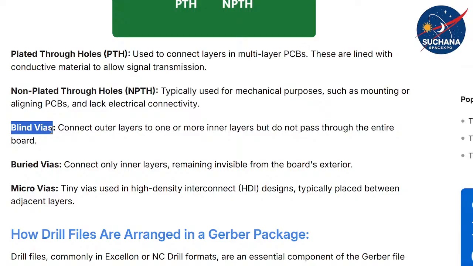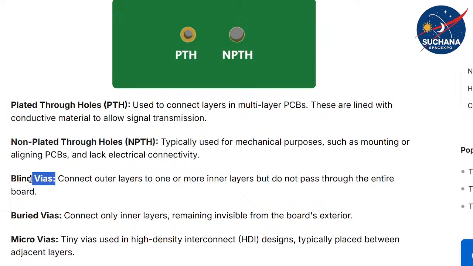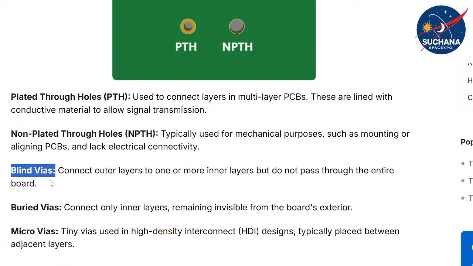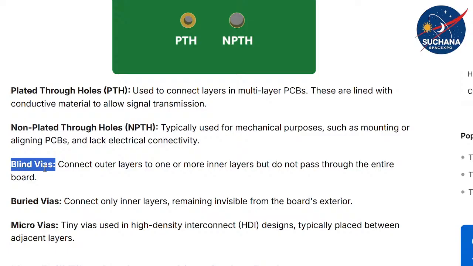Okay, and next come buried vias. These buried vias connect only inner layers, remaining invisible from the board's exterior. Let's say these blind vias appear from the outer surface. If you just look from the outer surface, these blind vias are visible. Blind vias can be either plated or non-plated. Usually it's plated, because when we use vias there's an assumption that some signal needs to be transmitted among the layers.